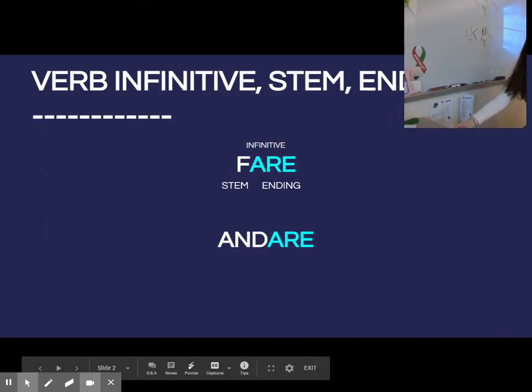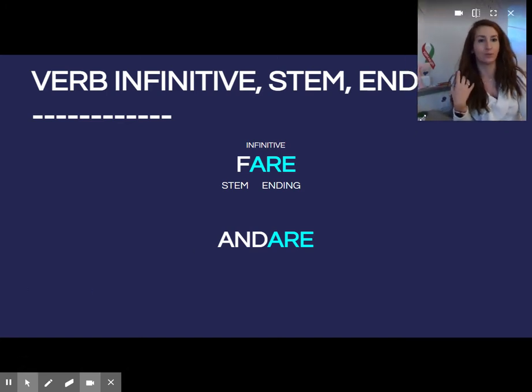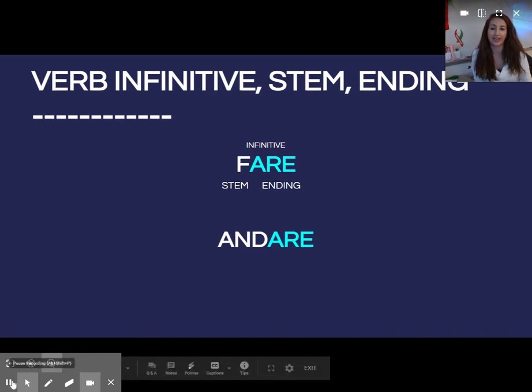As an extra refresher, let's talk about a couple vocab words that we will hear oggi, today, quite often. The verb infinitive, stem, and ending. So when it comes to these verbi, these verbs, we have a verb infinitive, a stem, and an ending. As you can see by the example fare, the infinitive form is the entire verb, fare. The stem is f, and the ending is are. These are ARE verbs that we're working with.